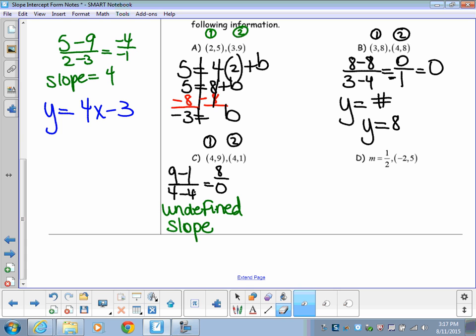This problem C has a special form. It is x equals and then the number. Your number is always going to be your x coordinate. This number sign represents your x coordinate.